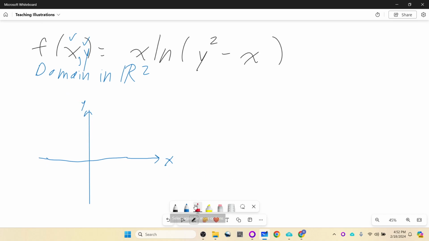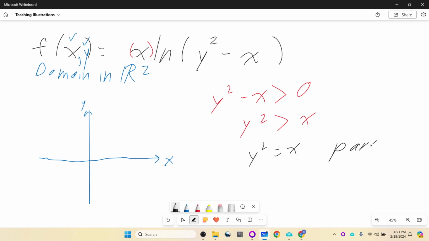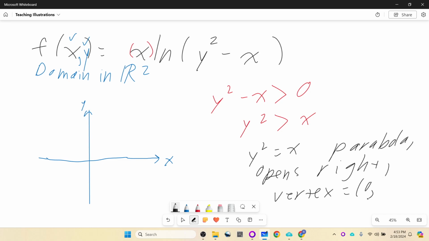Okay, so this piece, the x, doesn't affect the domain at all. You can plug anything into an x. This piece, the natural log, that's another story. We know y squared minus x has to be positive. That's the same as saying y squared has to be greater than x. Well, so you ask yourself, okay, what kind of shape is y squared equals x? Well, that's a parabola. It opens right, because x is always positive. And vertex is 0, 0.